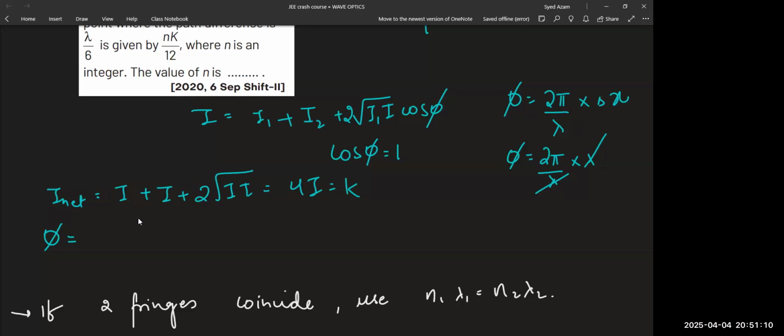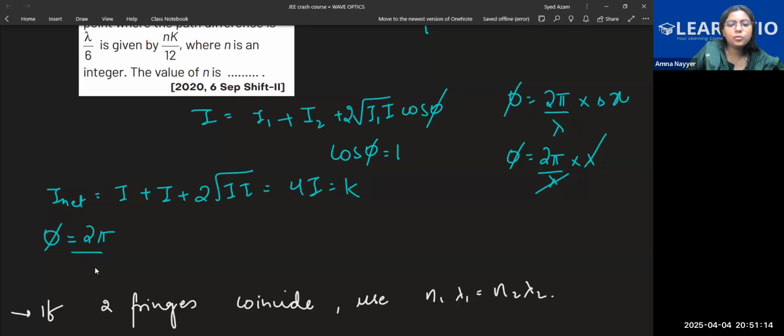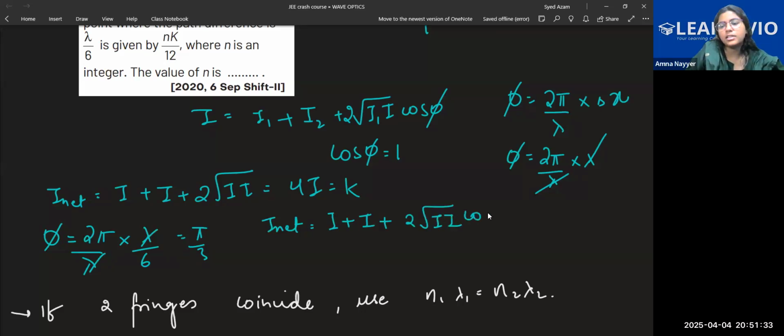5 by 3. Pi by 3, correct. This will be 2 pi by lambda into lambda by 6, right? Lambda gets cancelled. This is pi by 3. So see, what's the net intensity? It's monochromatic, so we are taking single only. I plus 2 root I1 into I2 into cos pi by 3. So this becomes 3I.